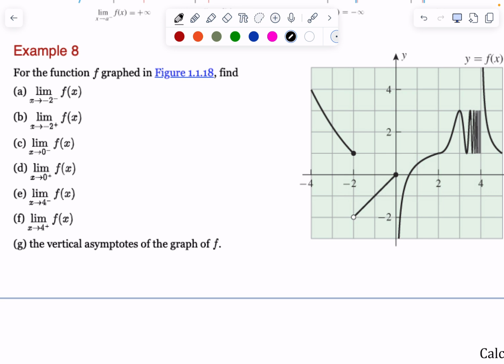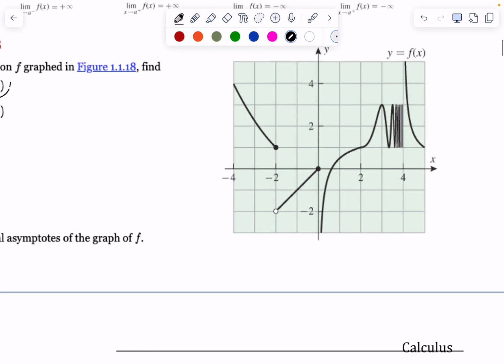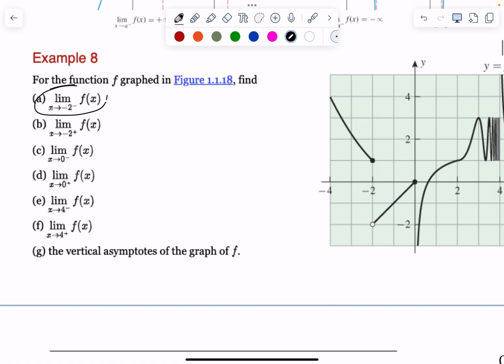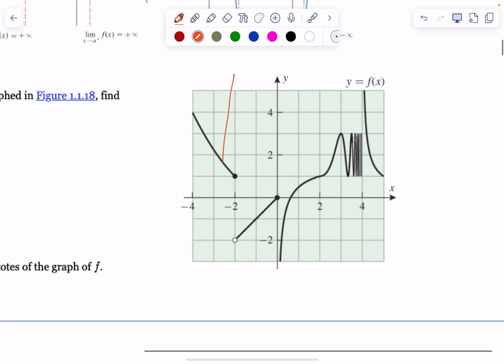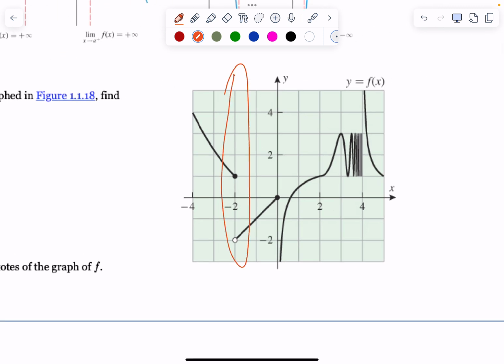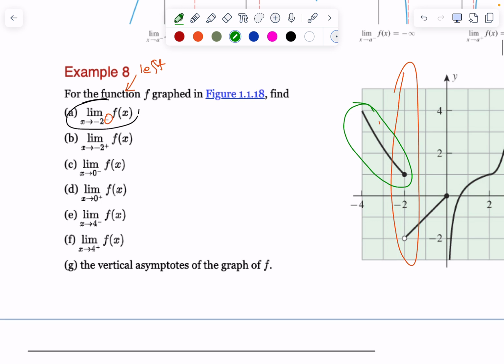Okay, we're on example 8. So what this guy's saying is look at this graph. This graph is a mess, right? Here we go. This is saying as x approaches -2 from the left. Where's -2 located? Right here. The left side is which piece? From the left, what is he approaching? 1, right?